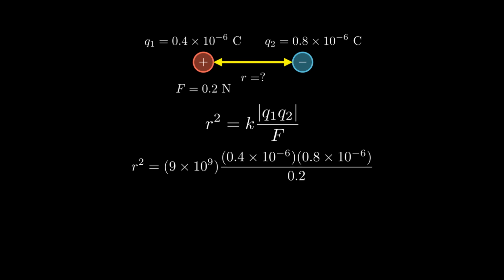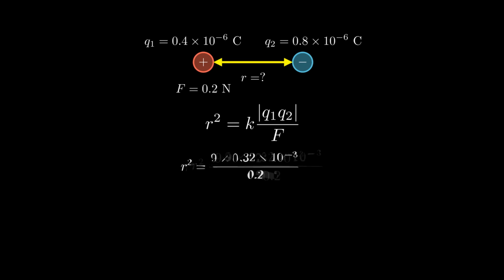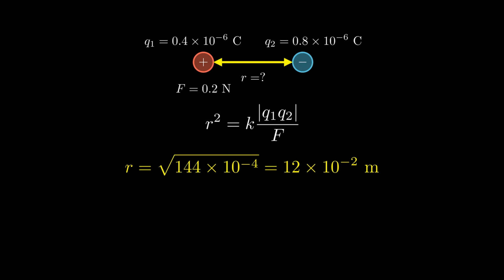Multiplying the charges, 0.4 times 0.8 is 0.32. The powers 10 to the power minus 6 and 10 to the power minus 6 give 10 to the power minus 12. Combine everything and divide by the force, which is 0.2. We get r squared equals 144 times 10 to the power minus 4. To get r, take the square root. Square root of 144 is 12. Square root of 10 to the power minus 4 is 10 to the power minus 2. So r is 12 times 10 to the power minus 2 meters, or we can simply say that it is 12 centimeters.